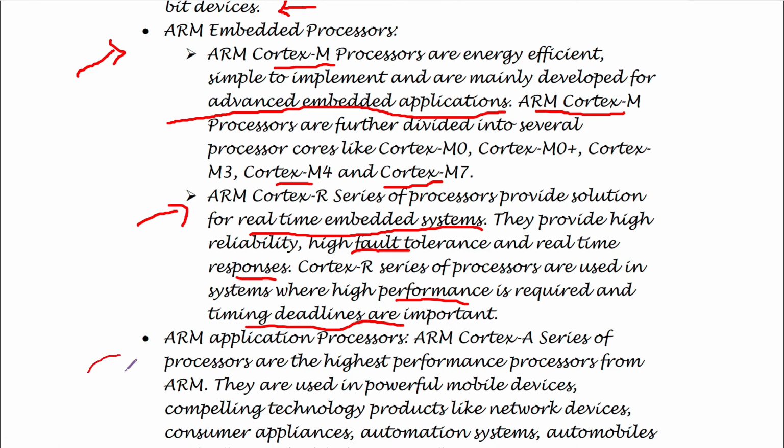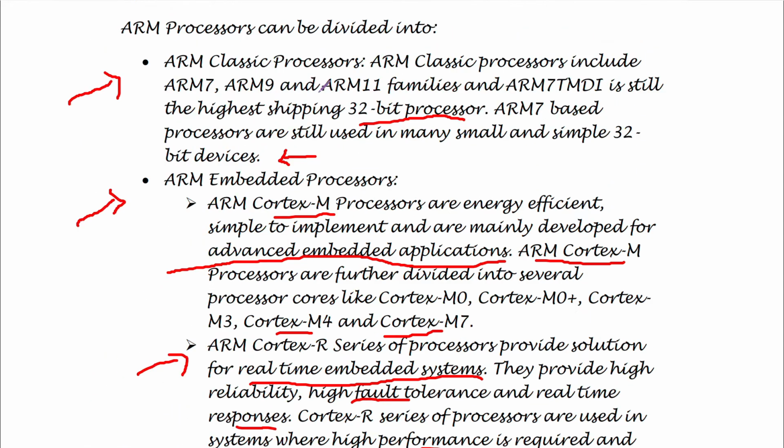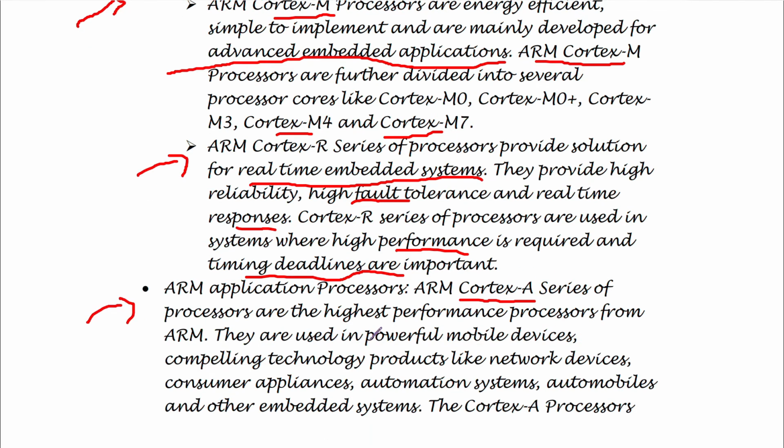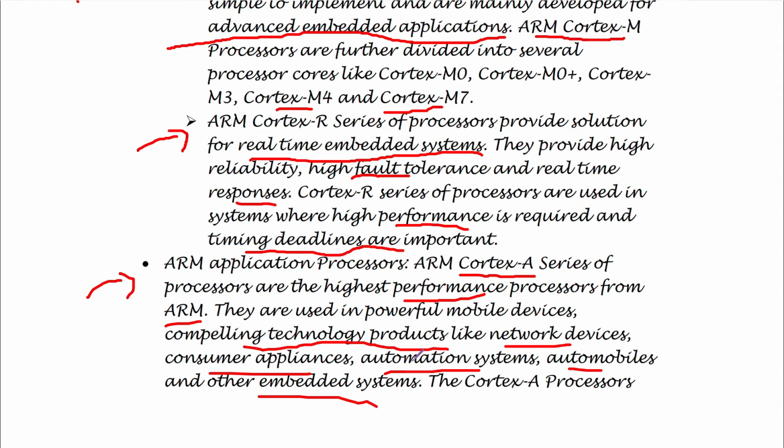Then the next category of the processors that we have is ARM application processors. So far we have seen the classic series and the embedded series. Now this is the application series which is designated by Cortex A. So this series of processors are the highest performance processors from ARM. So this is entirely based on performance. Okay, here there is no talk of compactness or energy efficiency, and it is not focused on specific applications. They are meant to give the highest performance possible. So they are used in powerful mobile devices, compelling technology products like network devices, consumer appliances, automation systems, automobiles, as well as different embedded systems, where performance is of the utmost priority.